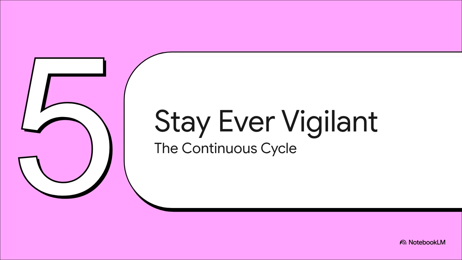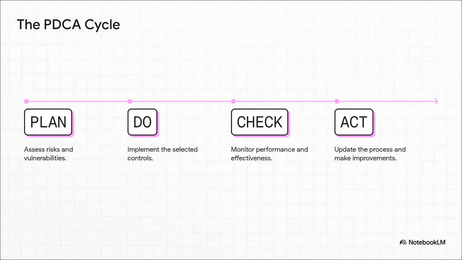But here's the thing, just putting a fix in place isn't the end of the road. Not even close. Maybe the most important lesson from ISO 27001 is that risk management is not a one-and-done project. It's a continuous cycle, and you have to stay vigilant. This whole process is perfectly summed up by something called the Plan, Do, Check, Act cycle. You plan by assessing your risks. You do by implementing controls. You check by constantly monitoring how they're performing. And then you act by updating and improving everything based on what you learned. It's a loop that never, ever stops.